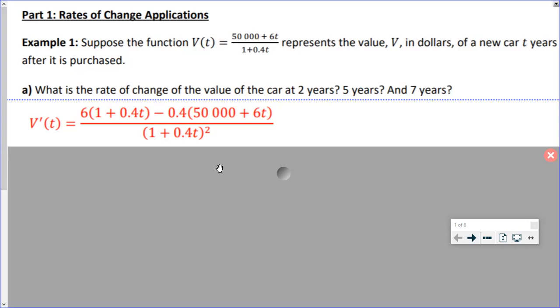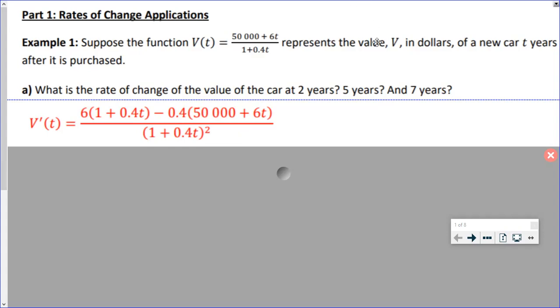Now, because 50,000 is a constant, the derivative of 50,000 plus 6t is simply only 6. And I multiply that by the bottom function, 1 plus 0.4t. And the quotient rule is always a difference in the numerator. So minus the derivative of the bottom function, 0.4, times the original 50,000 plus 6t.